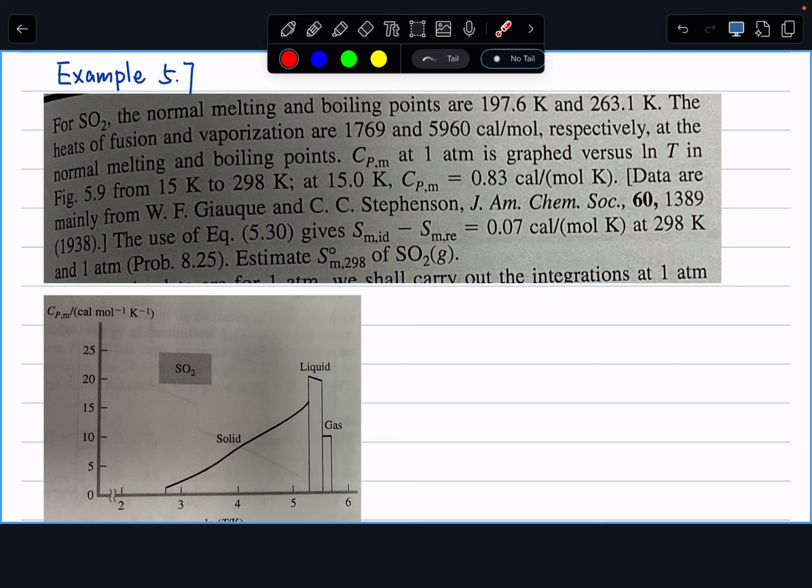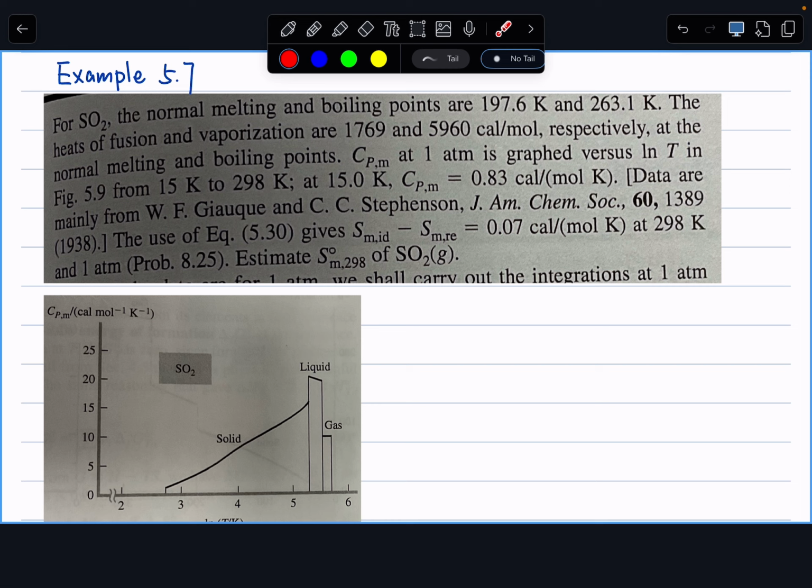So that's the melting point and boiling point at 1 bar. The normal melting point and boiling point are given: 197.6 Kelvin and 263.1 Kelvin. They also give you the heat of fusion and vaporization for SO2, so you have the delta H for phase transfer, and that's the heat of fusion and vaporization at the normal melting and boiling point.